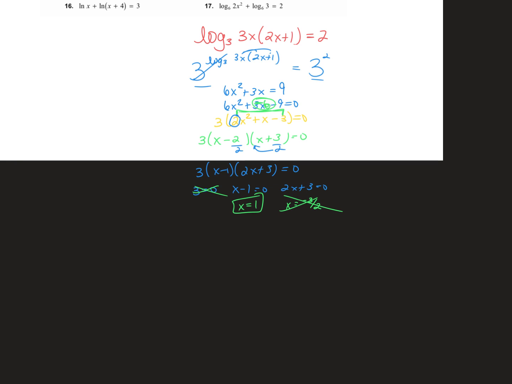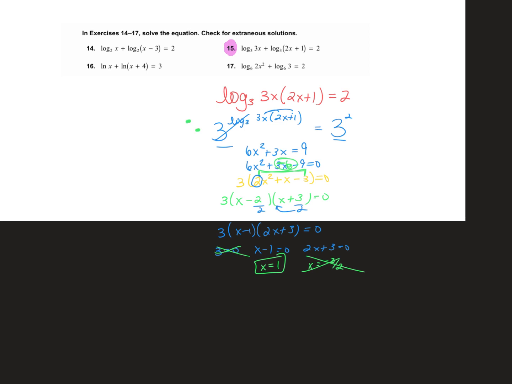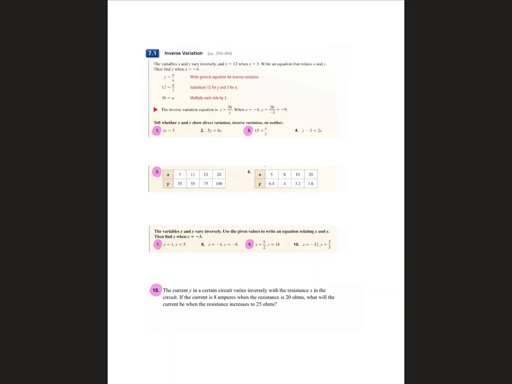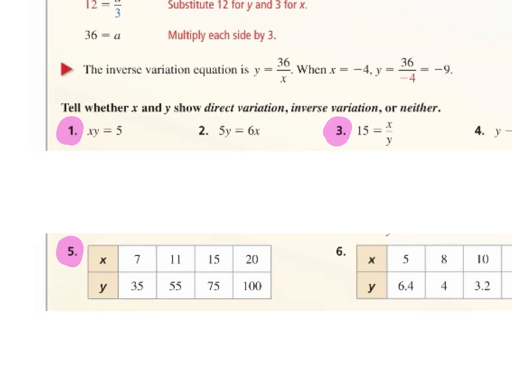Now the only algebra 2 part of that was understanding this part right here to make this an exponential with a base of 3. Everything else, guys, was algebra 1 factoring. We've got to be able to factor. It's super duper important. You guys with me? All right, let's go to inverse and direct variation.